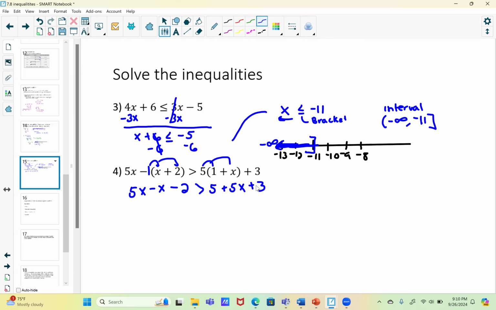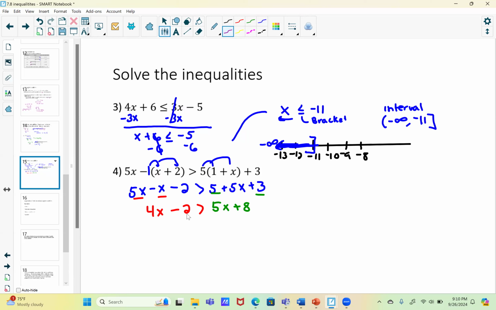Okay, so we always clear parentheses. The next step is we combine any like terms. So I have 5x minus x, which is 4x. Bring down the -2, greater than. This side I have 5 plus 3, which is 8. I'm just going to put the x first. So 5x plus 8 are my like terms. And we combine like terms on both sides.